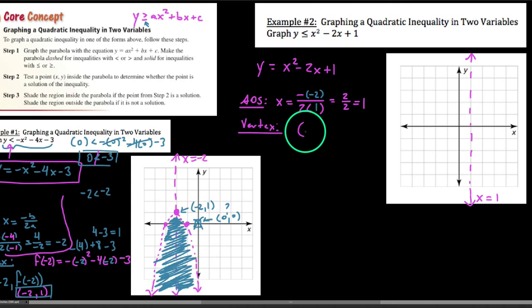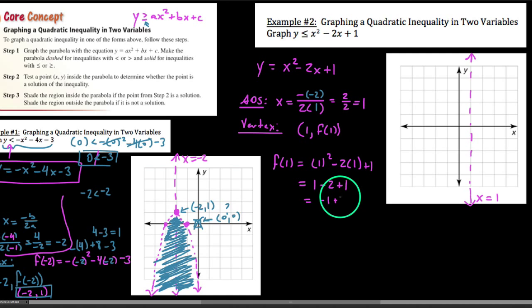So now the next step is going to be to find the vertex value here. So we'll plug in 1 for our x value. We need to find f of 1 for the y value. So f of 1 equals 1 squared minus 2 times 1 plus 1, which comes out to be this. We would say 1 squared is 1, minus 2 plus 1, which is negative 1 plus 1, which we get 0. So this means that our vertex is really at the point 1 comma 0.